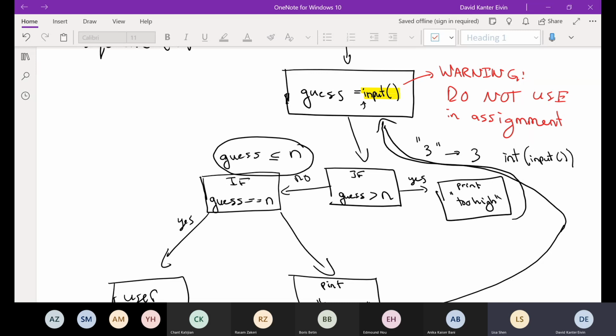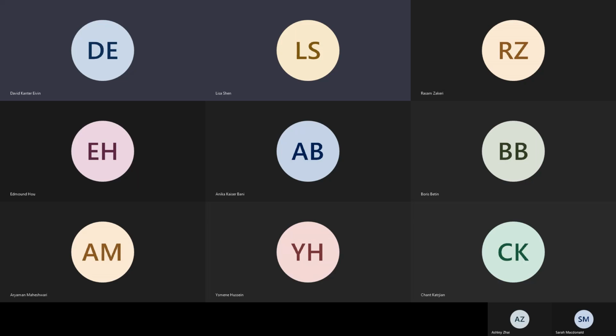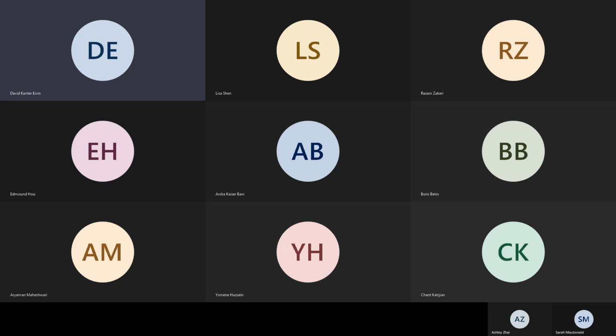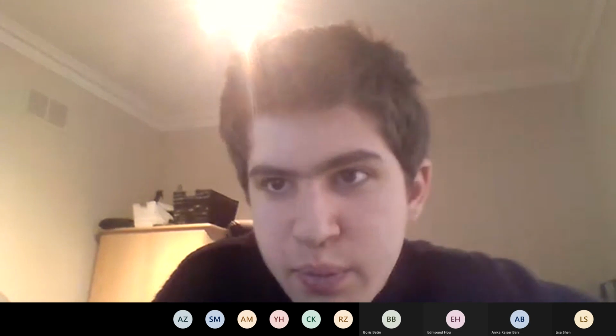I have a question. I was wondering, the loop, shouldn't it go back to prompting the user again? Yes, exactly. And that's why I'm having to go back to guess equals input, because input will prompt the user every time. Like that function will actually, yeah. So okay. So why don't we get into the actual coding part now?